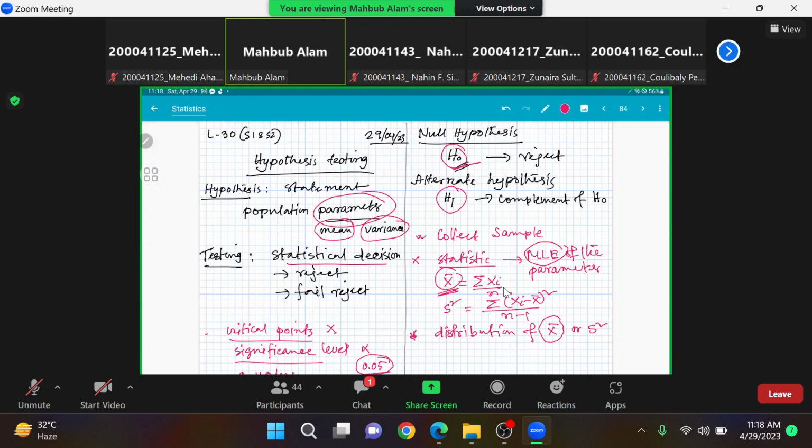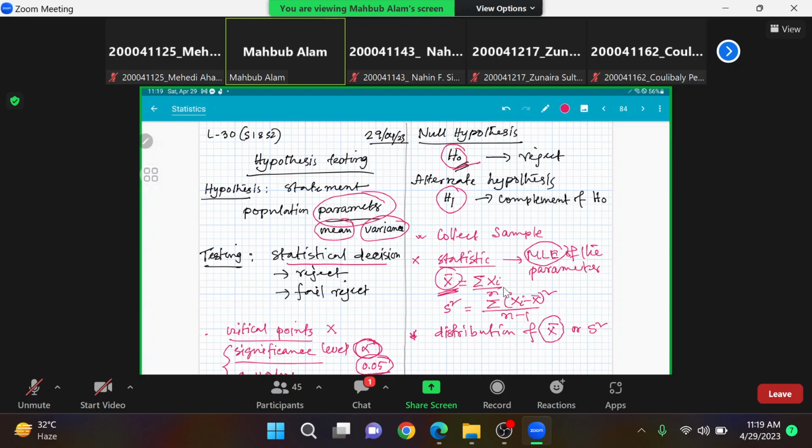So either we'll go by the critical points or the significance level of the test, it will be given, or you will be asked to calculate the p-value. If neither of these two are mentioned, then it is customary to assume that you will test the hypothesis with a certain alpha level, either 0.05 or 0.10. It is your own choice.